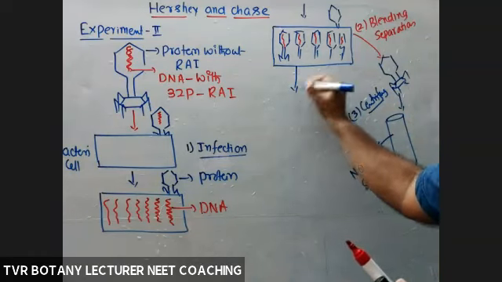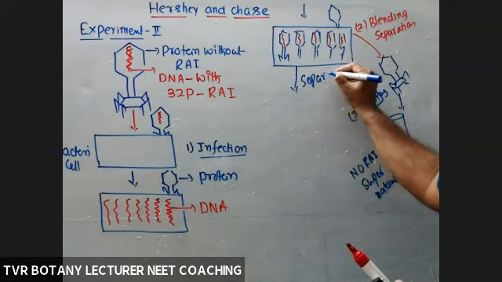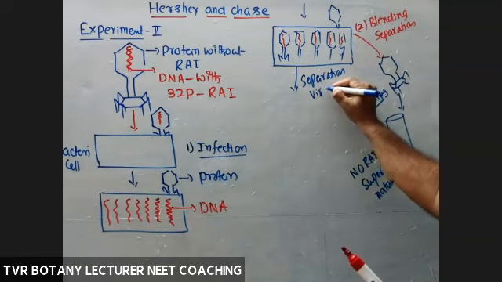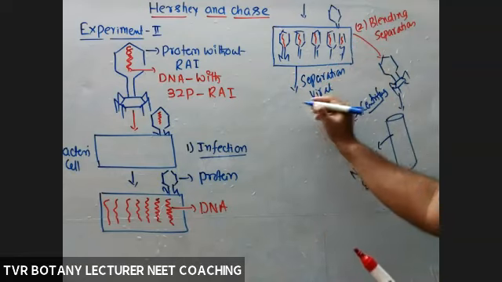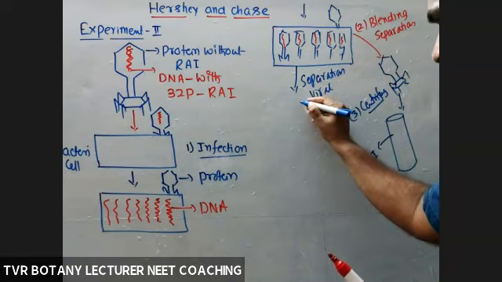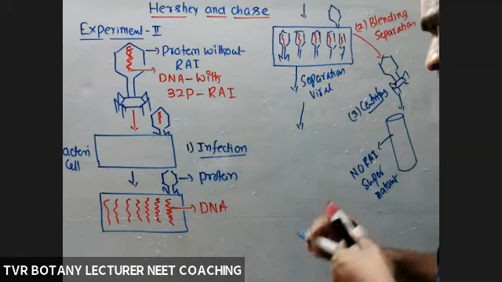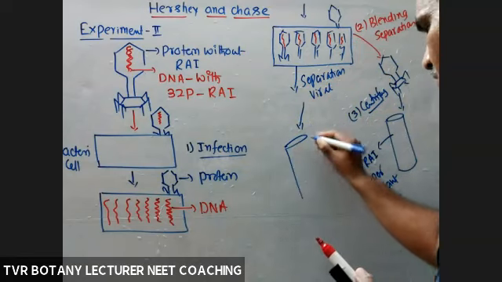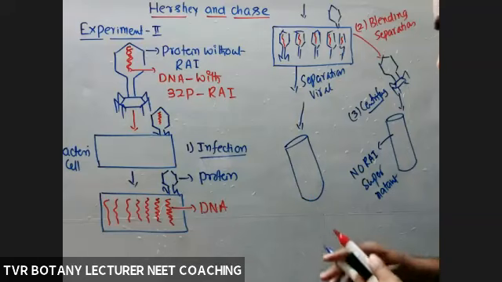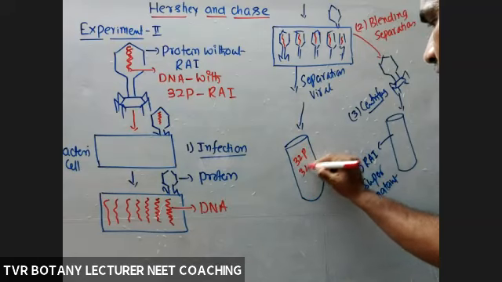Now, separation or isolation of viral particles. And all these viral particles subjected to centrifugation. So in that centrifugation, in the test tube, what they traced out, 32 phosphorus.